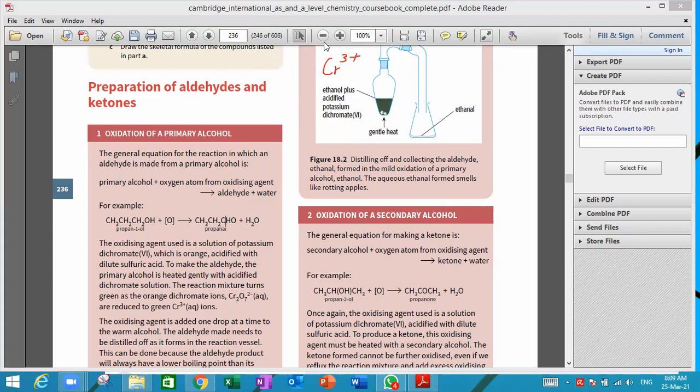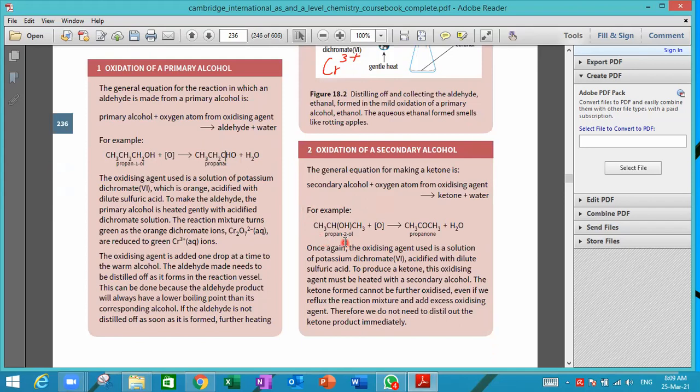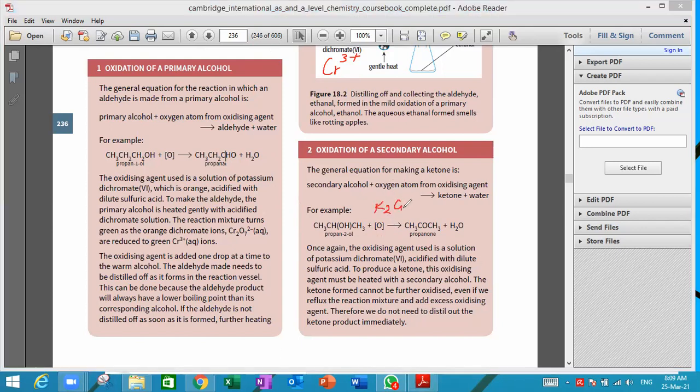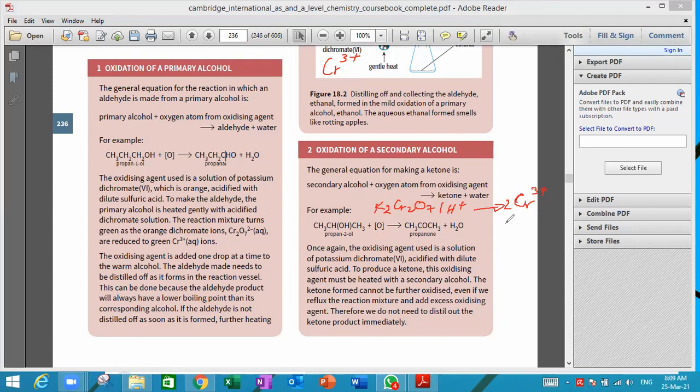Okay, and the same process is done if we want to oxidize the secondary alcohol to the ketone. We should oxidize it using the acidified potassium dichromate as well. We are going to add here acidified potassium dichromate, which is, as we said just now, orange, and upon oxidation, its color will change to the green color of the chromium ion.